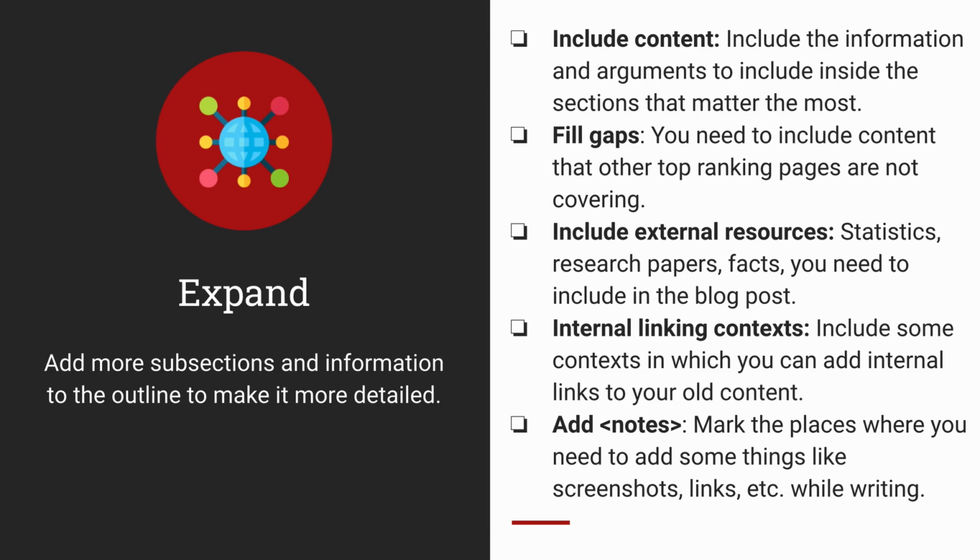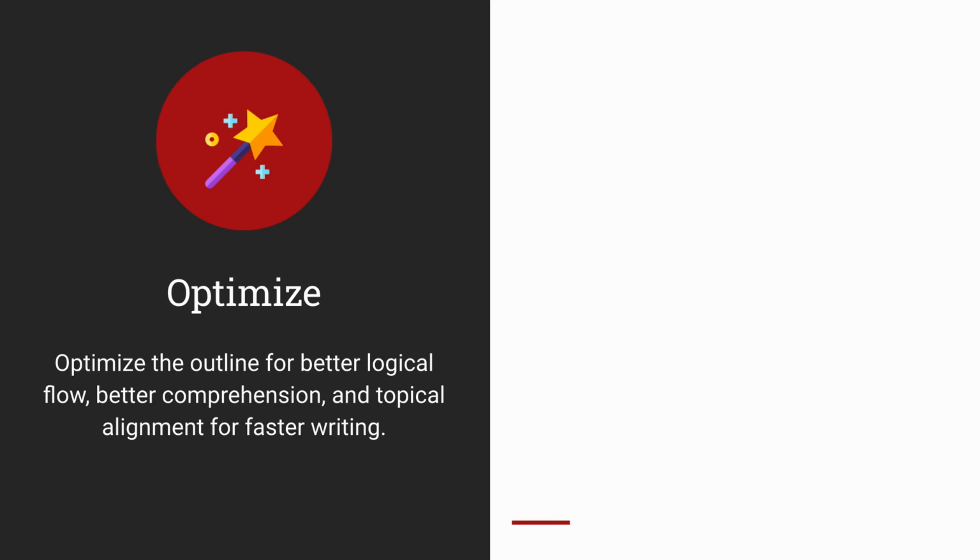We make use of this in Google Docs, but now we are using Notion, for that we make use of background colors, text color, and so on. So once you have your detailed outline ready, it's time for you to optimize your blog post outline. You need to optimize the outline for better logical flow of your article, so it leads to better comprehension and topical alignment for faster writing.